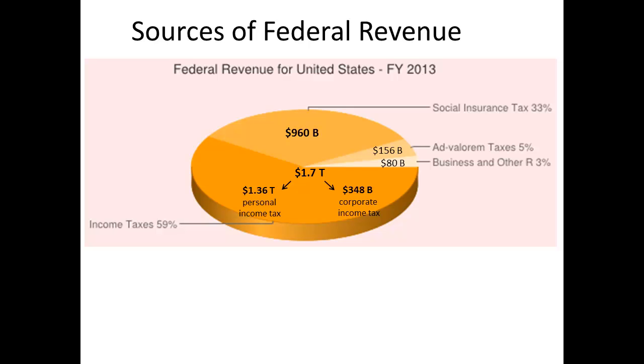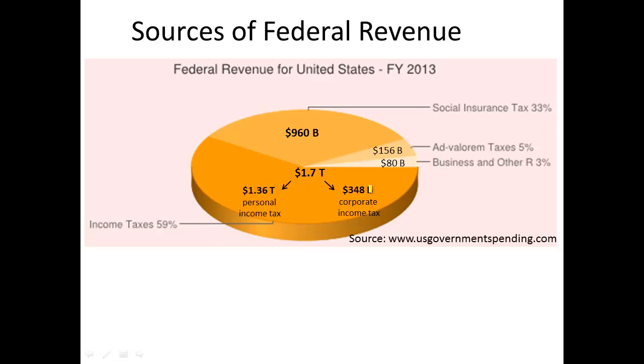And this is a nice little pie chart that I got from a handy website called usgovernmentspending.com. What this does is break down by percentage, and I've gone ahead and written the dollar values on here as well, the different tax sources from which the federal government collects its revenue.